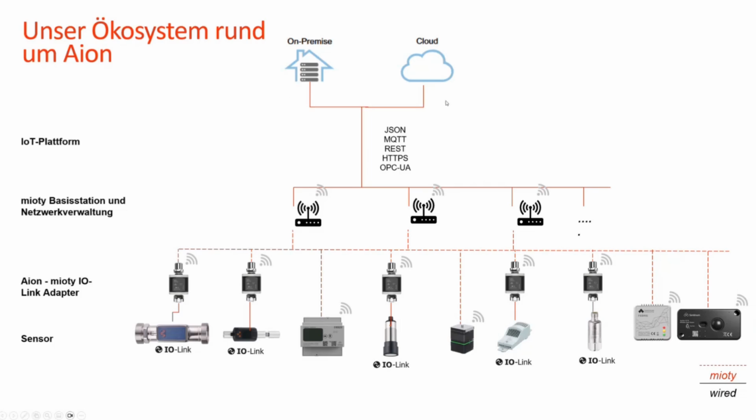And from the gateway, you can go to an on-premise or cloud solution. Of course, you can also connect other sensors directly, without the adapter in between. You can connect, for example, an electricity meter, a CO2 sensor, or another fill level sensor that has mioty on board, without having an IO-Link sensor and the adapter in place, and transmit the data wirelessly to the gateway. And from the gateway, it goes through the Service and Application Center to the cloud.